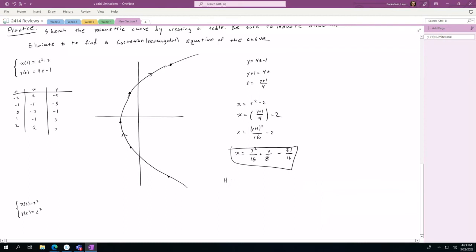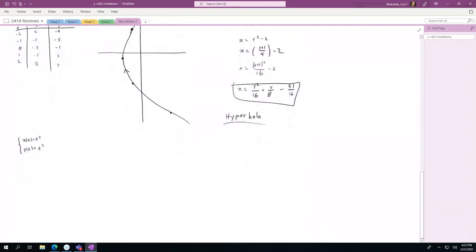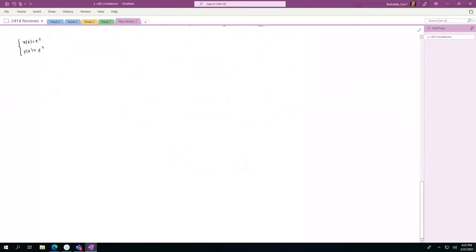And this is the equation of a parabola. Note that we can't put this in a y equals format because, again, it does not pass the vertical line test. But it is in x equals form, so we have a sideways parabola. All right, for the second one, we're again going to be making a table.